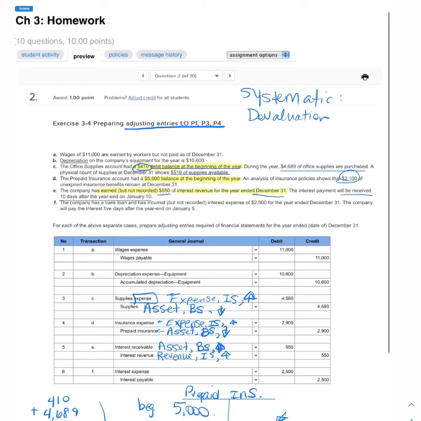Now the last section here says the company has a bank loan and has incurred but not recorded interest expense of $2,500 for the year ended December the 31st. The payment will occur 5 days after year end on January the 5th. So just like the last question, you have to ask, do I need to record this in this period, or will I wait to record this expense until the next period?